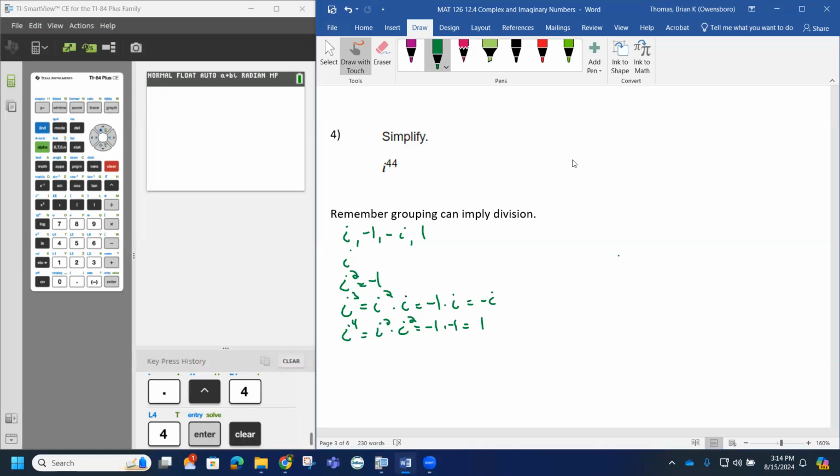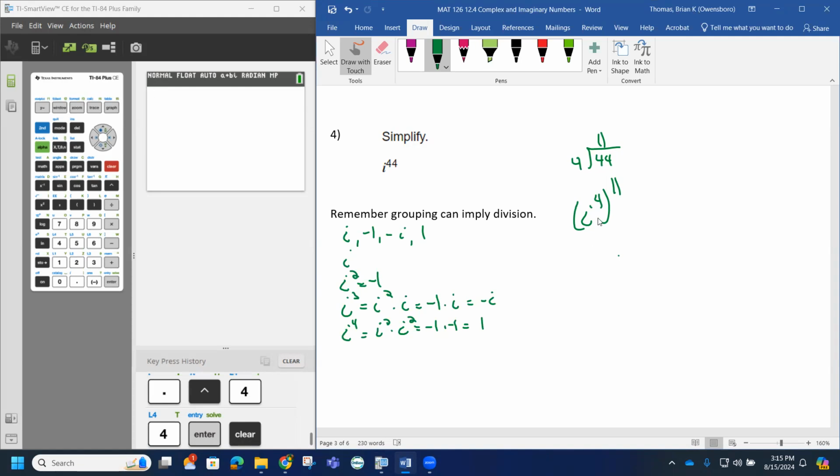i to the 44th. So if we go 4 into 44, that's going to be 11 times with no remainder. So what that means is it's an i to the 4th to the 11th power. That means there's going to be this i to the 4th 11 times.